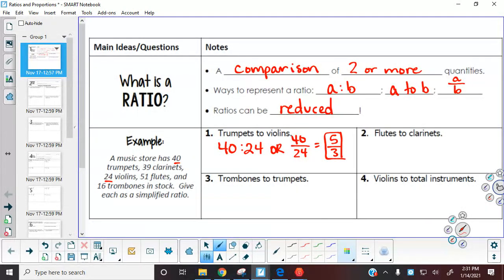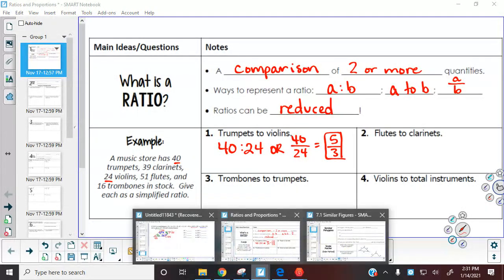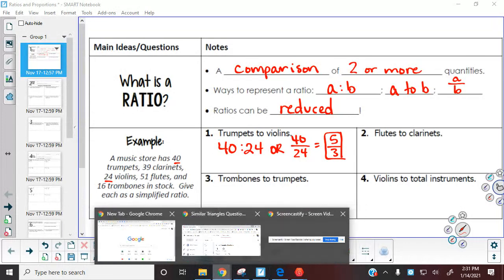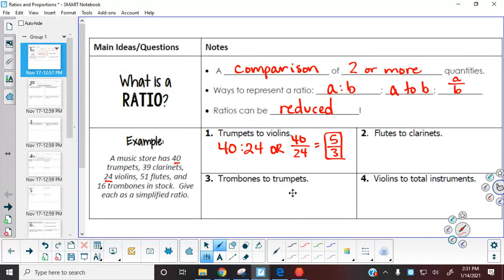If we are looking at trombones to trumpets, hold on one second. Okay, sorry, I was having technical difficulties earlier today. I wanted to make sure that this was still recording.